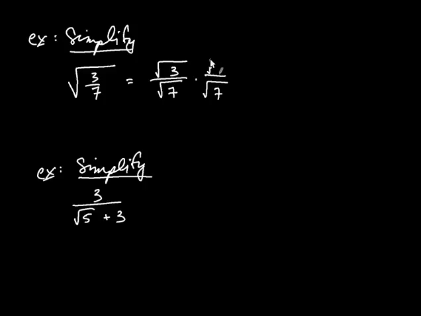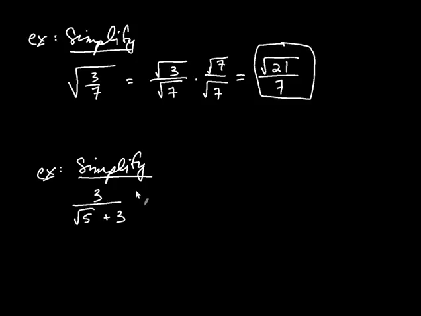So that's going to be the square root of 21 divided by, and the square root of 7 times the square root of 7 is just 7. And then finally we ask ourselves, do we have any powers under the radical? And the answer is no, so this would be our final answer.